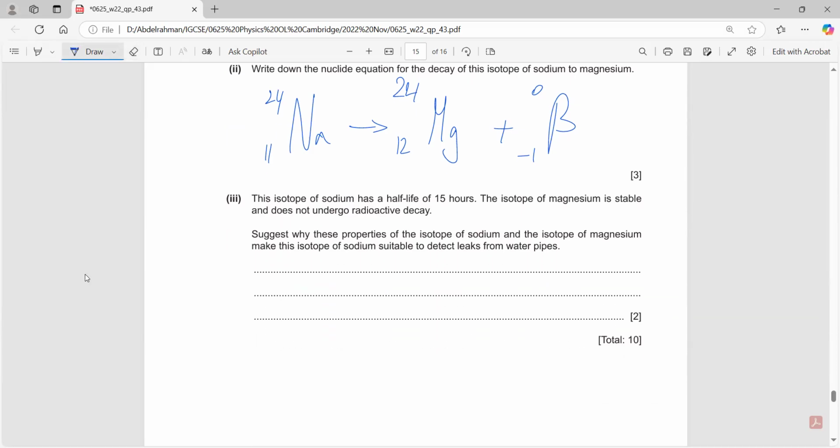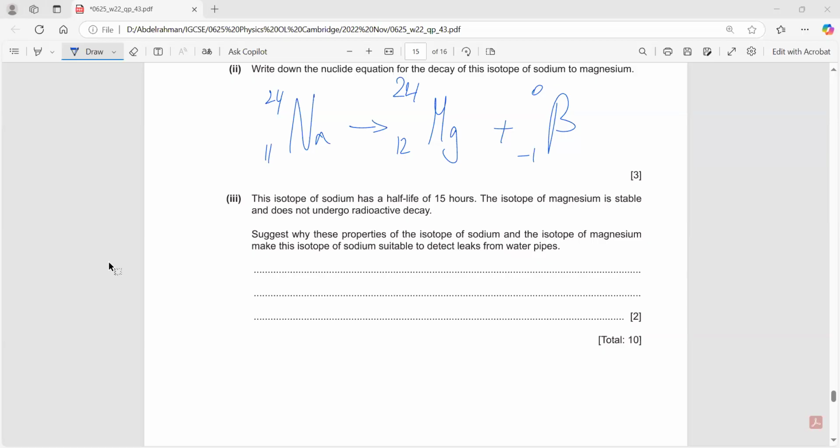This isotope of sodium has a half-life of 15 hours. The isotope of magnesium is stable and does not undergo radioactivity or radioactive decay. Suggest why these properties of the isotope of sodium and the isotope of magnesium make this isotope of sodium suitable to detect leaks from water pipes. So we use them to find the leaks inside the water pipes. Why are they suitable for this application?